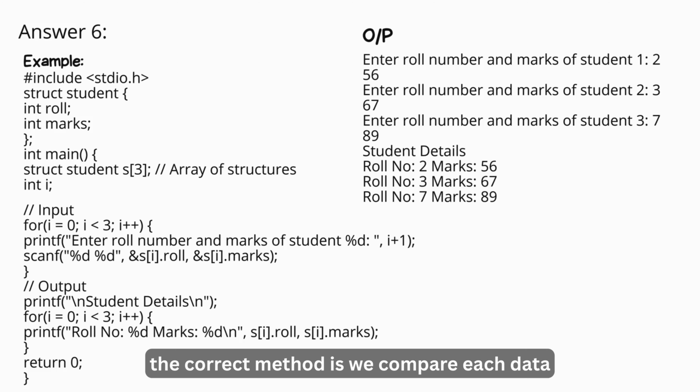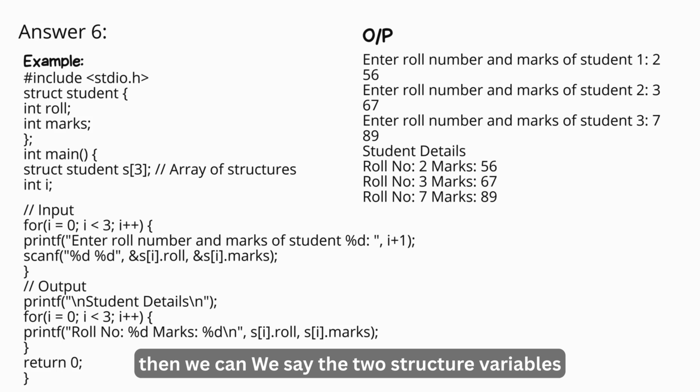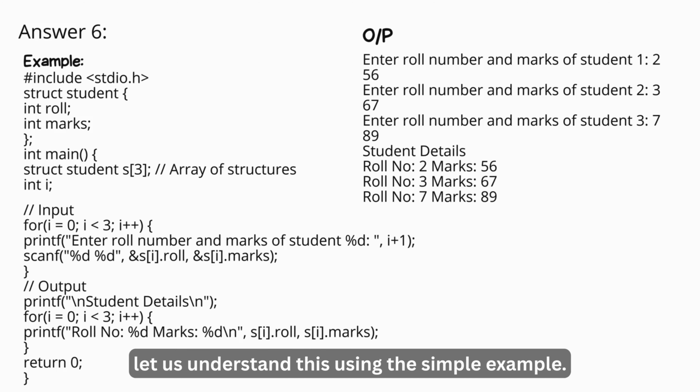So, the correct method is we compare each data member individually. If all the members are equal, then we can say the two structure variables are equal. Otherwise, they are not equal. Now, let us understand this using a simple example.